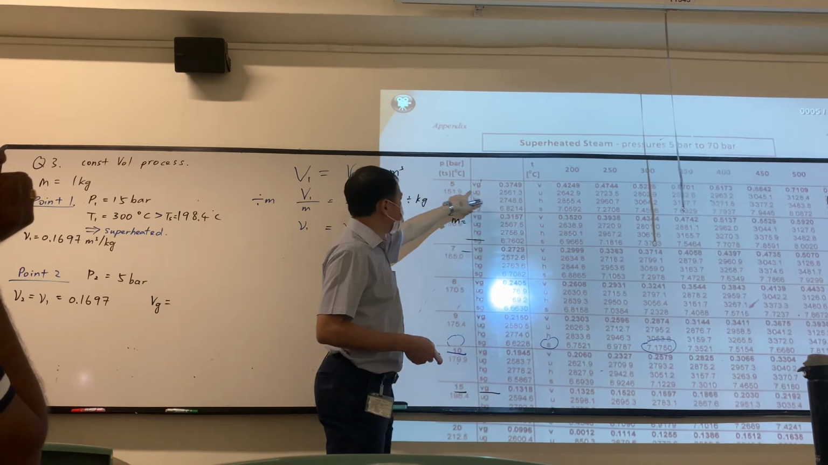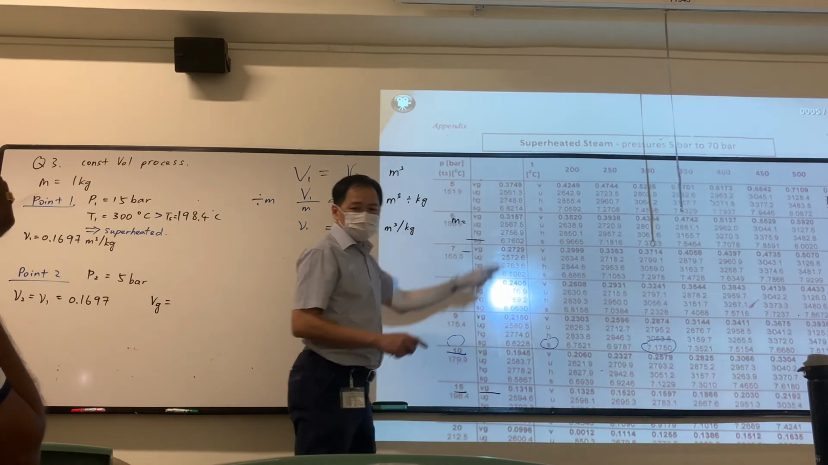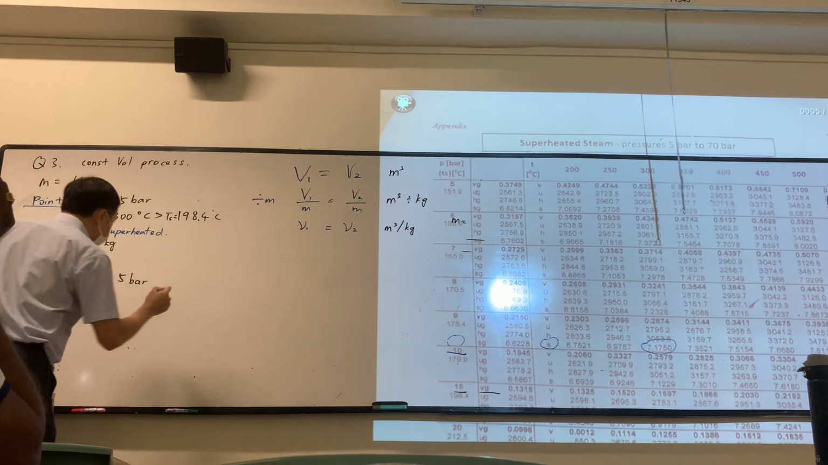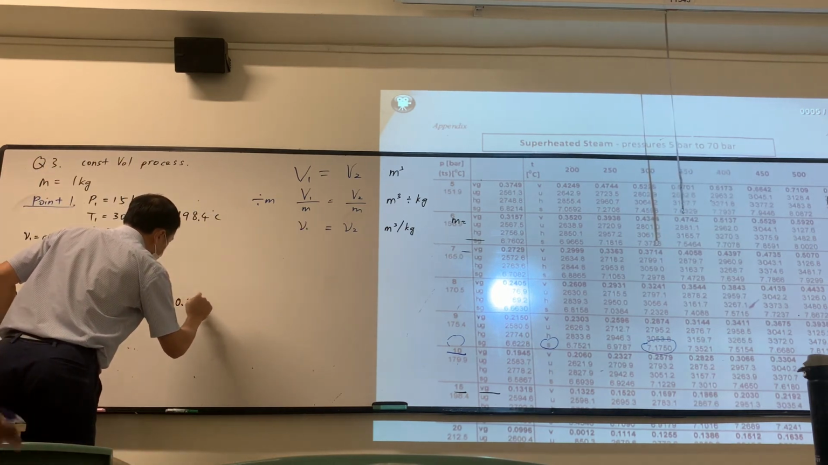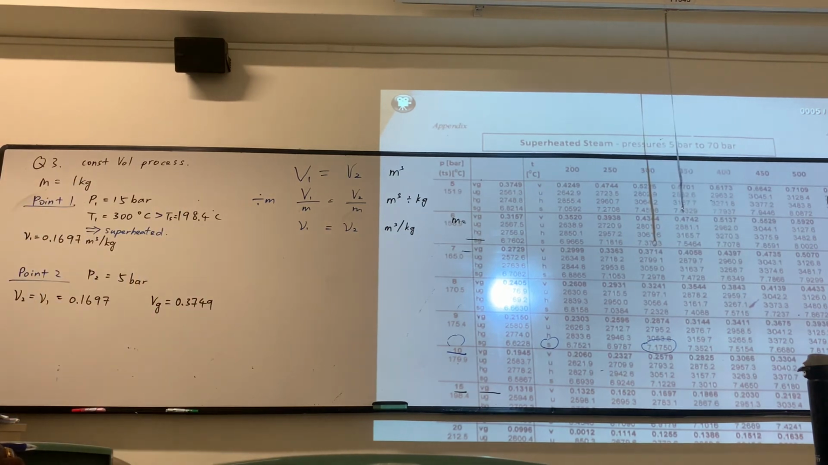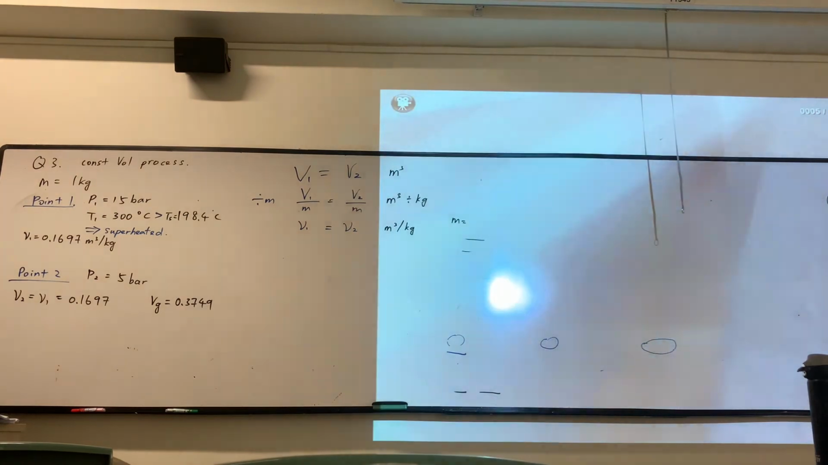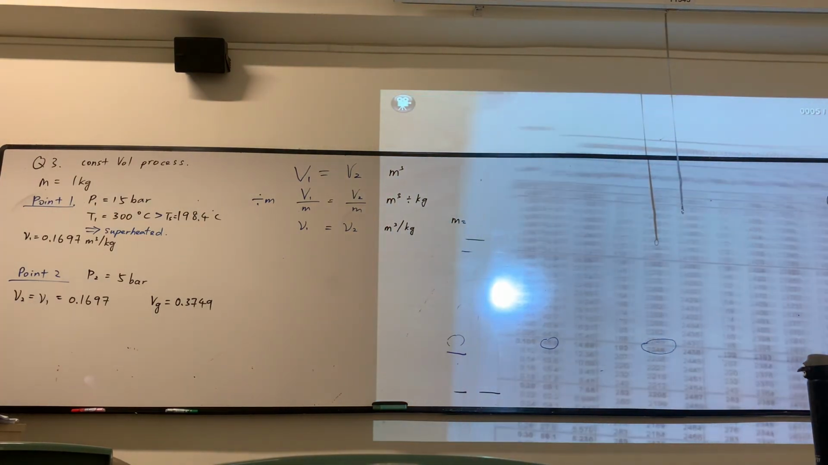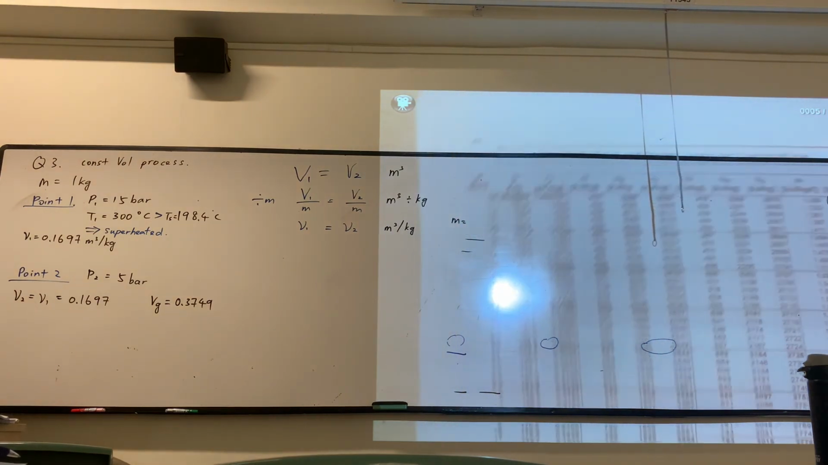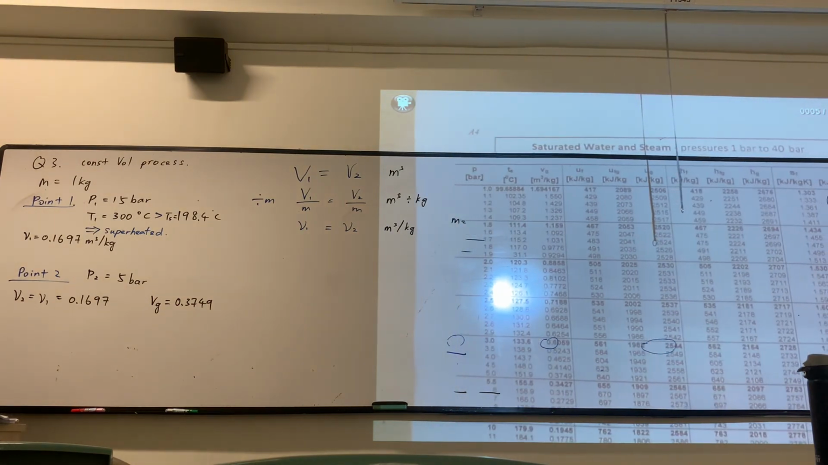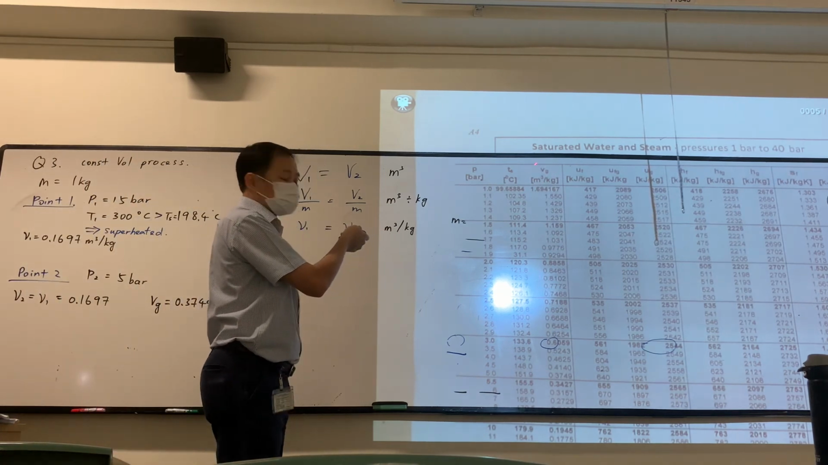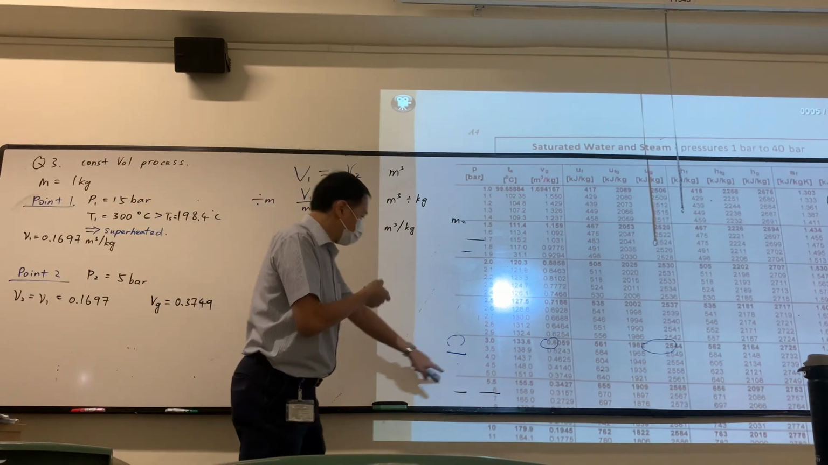So here you can see your Vg here. This is the first place you can find. Okay, let me write it down first: 0.3749. This is the first place you can find. Second place you can find this Vg is at the saturated water and steam table. You look at the third column, you can see Vg. So look at 5 bar.